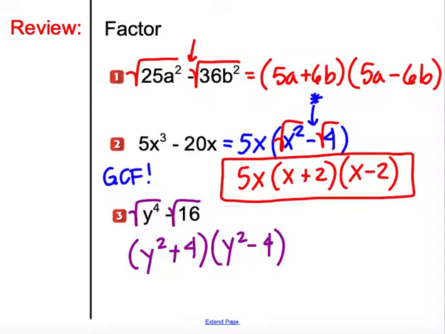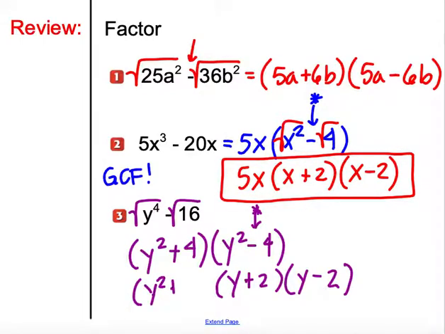And then while we're thinking, ooh, we're done, we factored it all the way, actually, we're not, because this one is still a difference of two squares. So we need to break this one down one more time and get y plus 2 times y minus 2. Don't forget to bring down that y squared plus 4 as part of your final answer. This would be factored all the way.